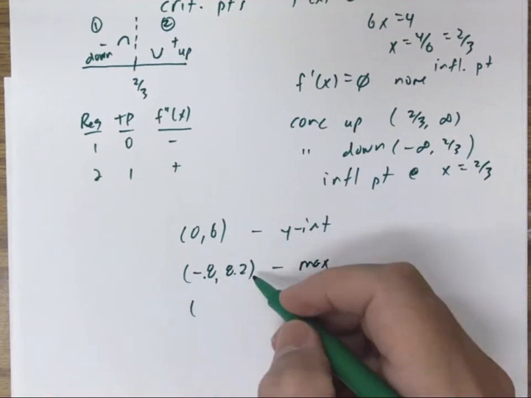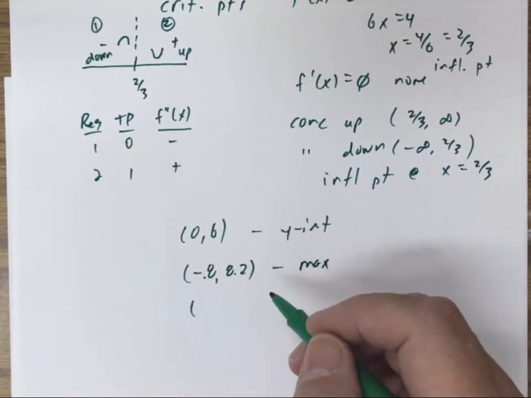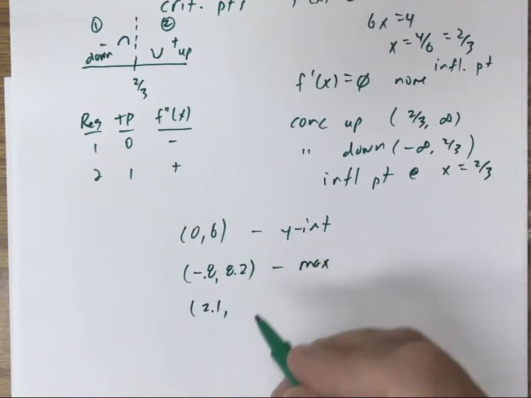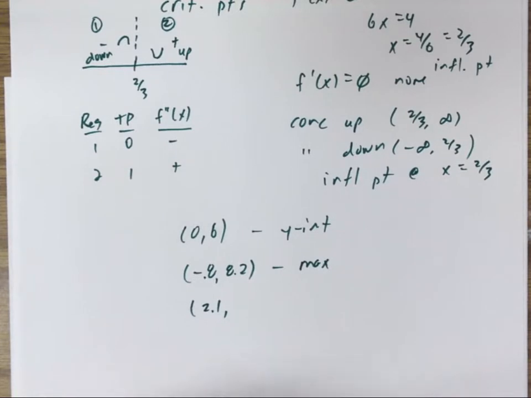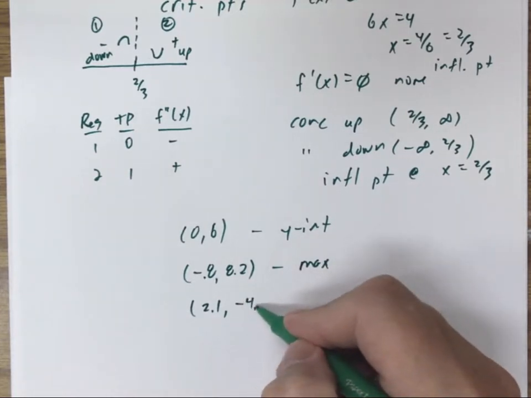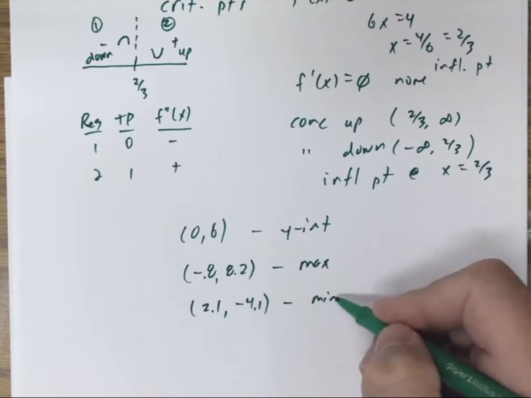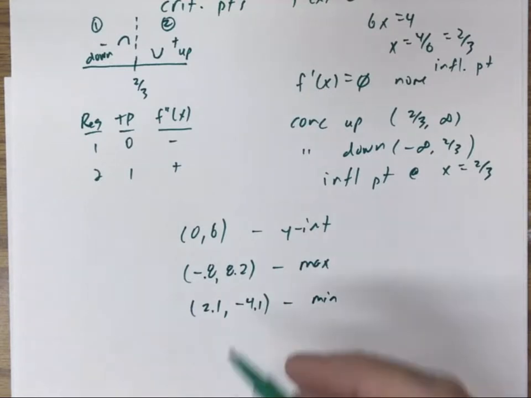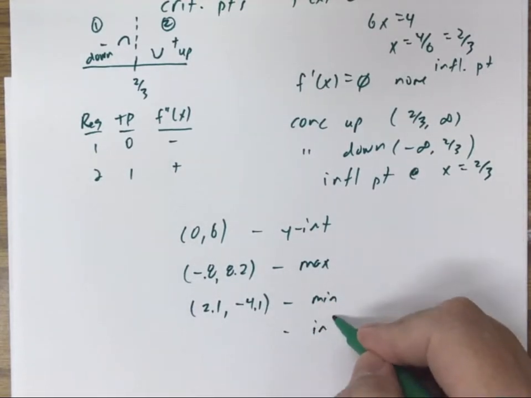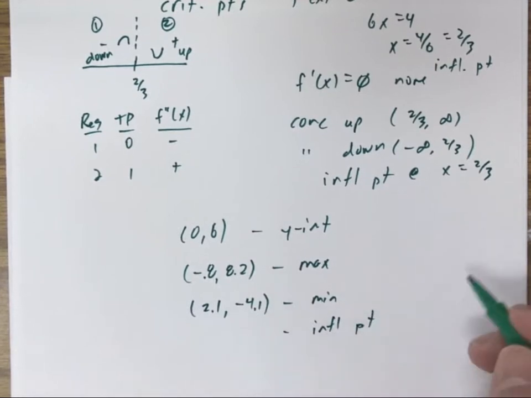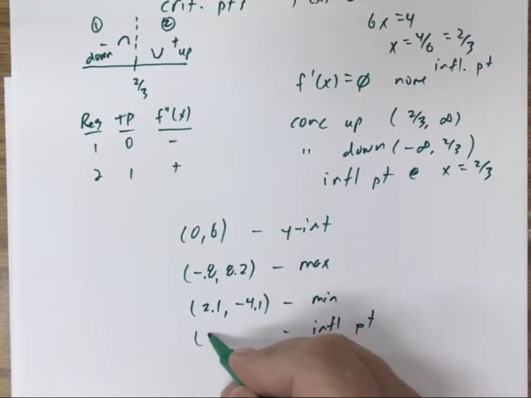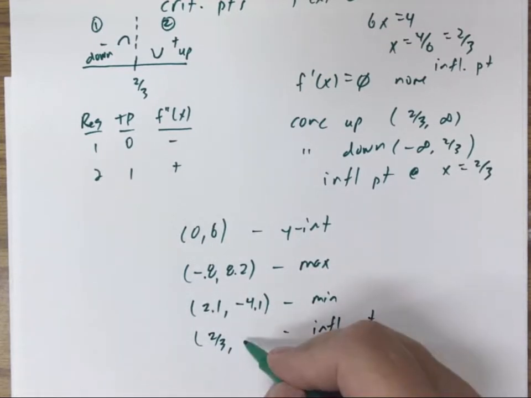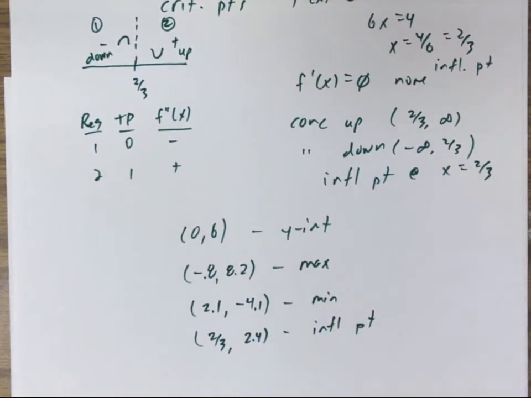And then the other critical point was when x is 2.1, and at 2.1, y was negative 4.1. That ends up being a minimum. Then the last thing we had was an inflection point, and that's when x was 2/3. It's like 0.67. And at the inflection point, the value of y is 2.4.